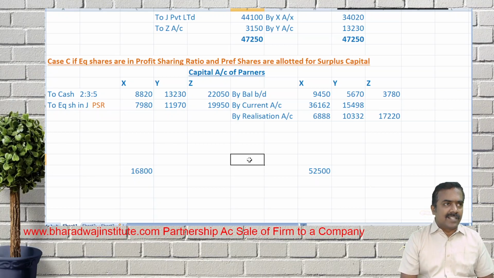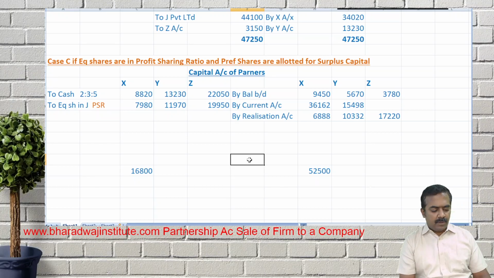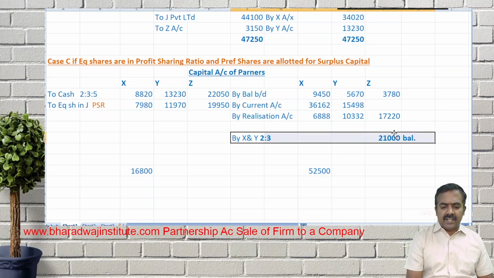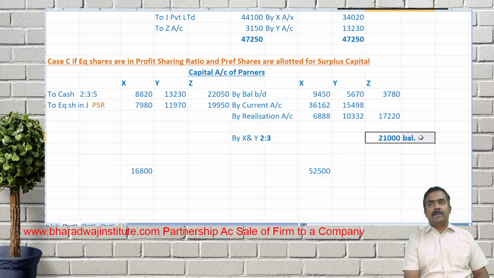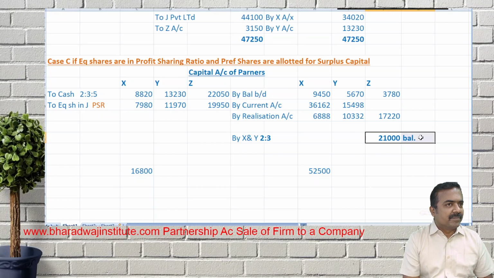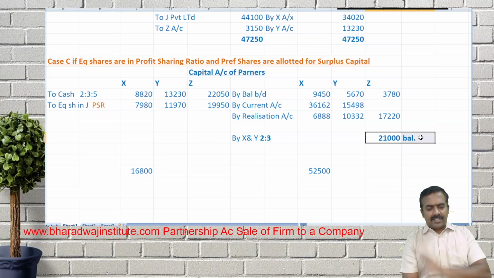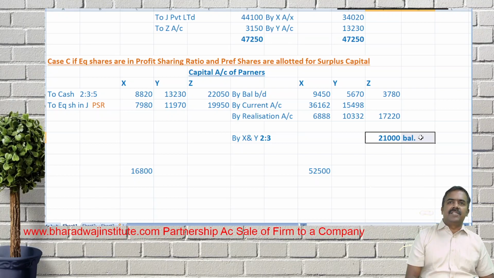X and Y are having a surplus. Who's having a deficit? Z is having a deficit. How much? 21,000. Wait. This is not an insolvency loss. Is there an insolvency loss? Insolvency losses are not shared as in Garner versus Murray, where you would share in the capital ratio. Here it's a normal loss, a normal deficit of 21,000. It will be shared in which ratio?